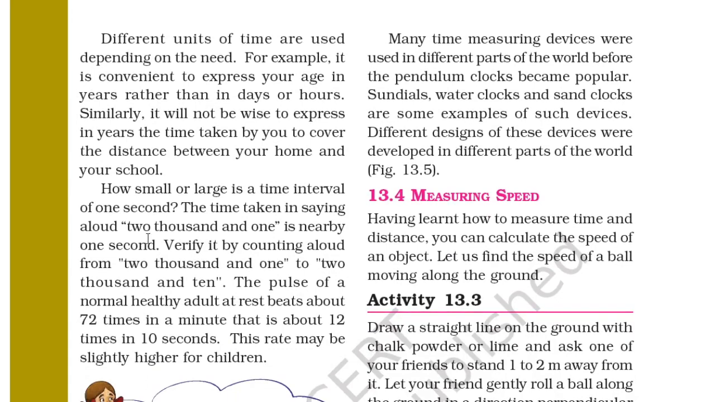How small or large is a time interval of 1 second? The time taken in saying aloud 2001 is nearly 1 second. Verify it by counting aloud from 2001 to 2010. The pulse of a normal healthy adult at rest beats about 72 times in a minute. That is about 12 times in 10 seconds. This rate may be slightly higher for children.